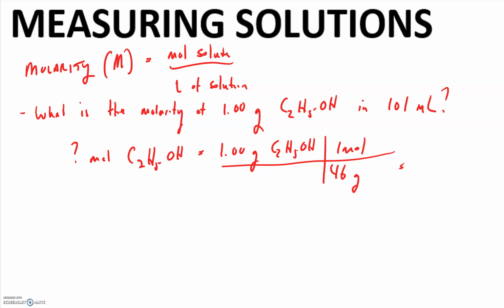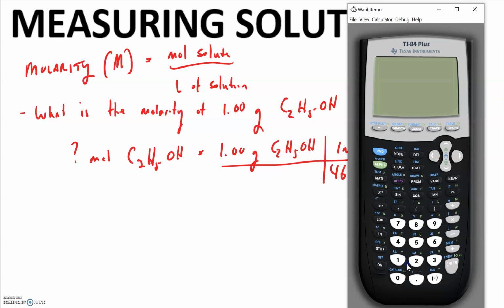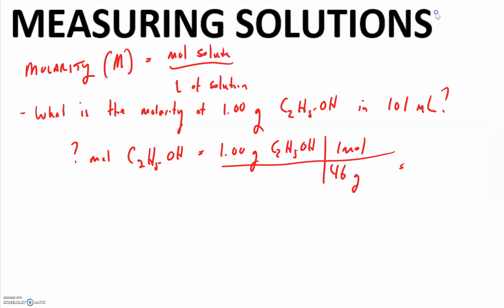And so calculating the number of moles we're talking about, let's bust out our calculator. We'll say 1 divided by 46, and this is how many moles we have. 0.0217. And now we want to find out, if we have 0.0217 moles, what's our molarity? Molarity is equal to moles over volume in liters.